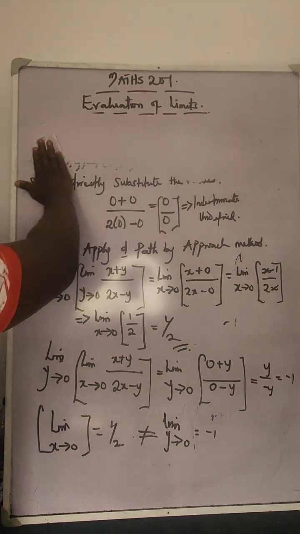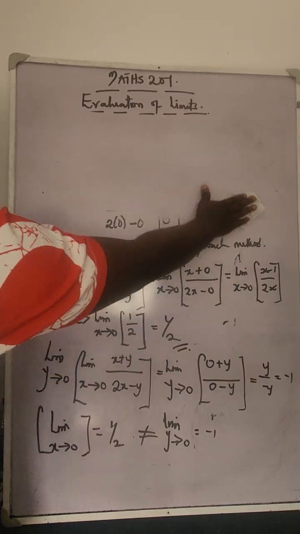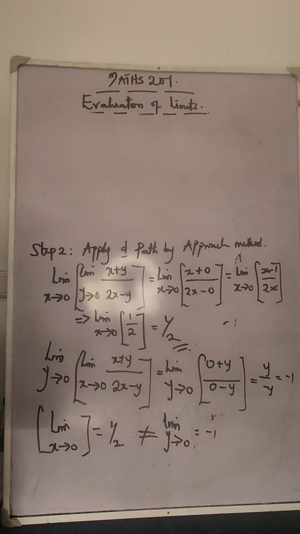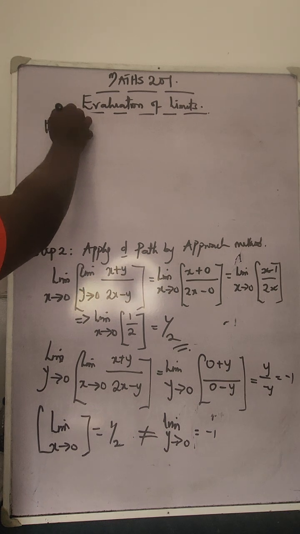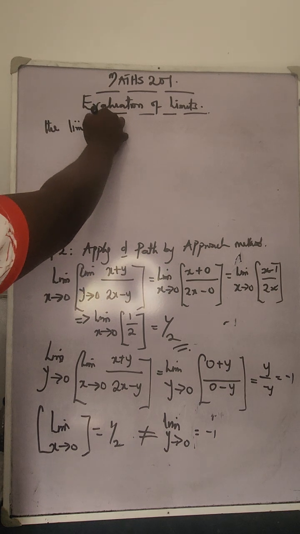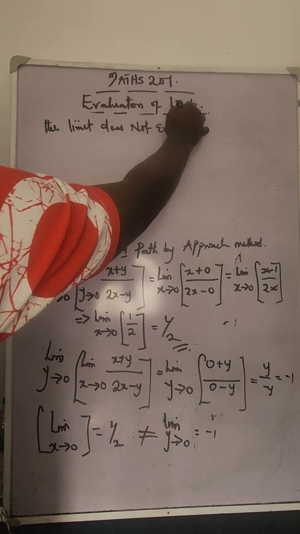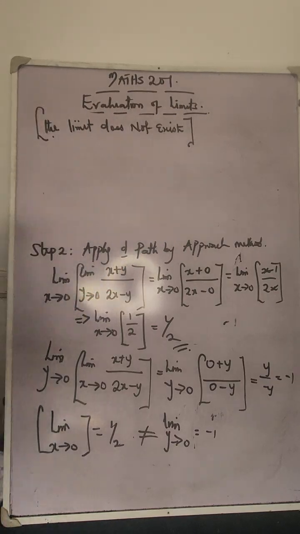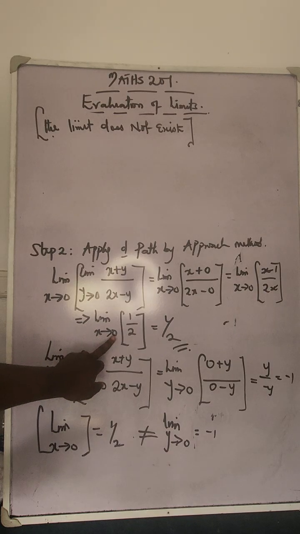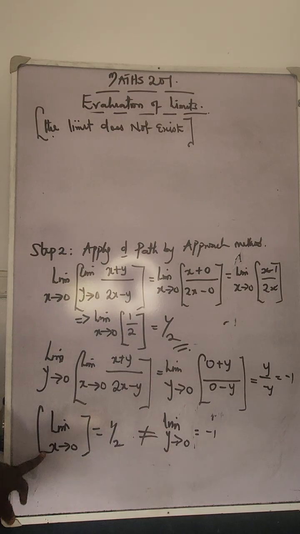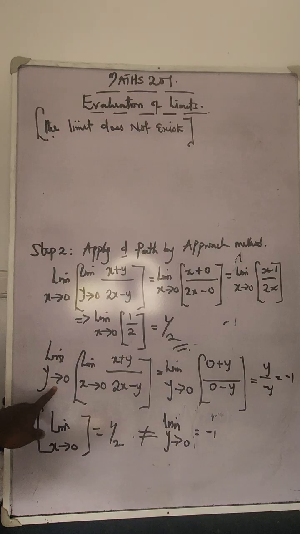So our final answer is: the limit does not exist. The limit does not exist. All right, the limit does not exist. Why? Because when you tested for the limit as x approaches 0, it gave you 1 over 2. When you tested for the limit as y approaches 0, it gave you minus 1. So the limit does not exist.